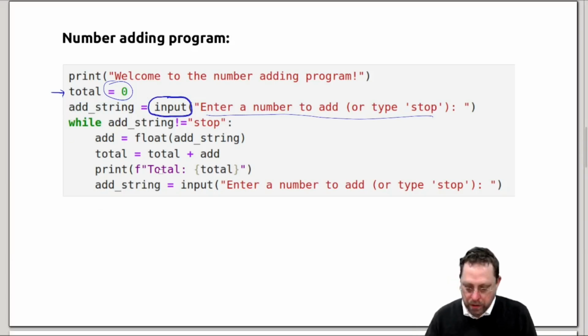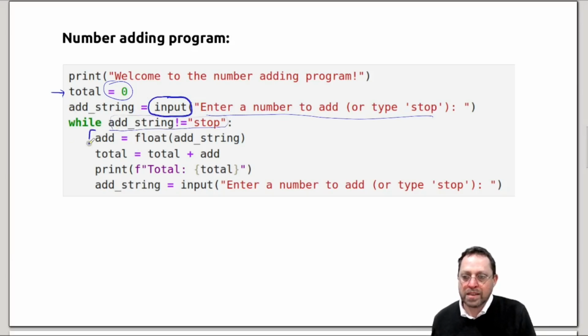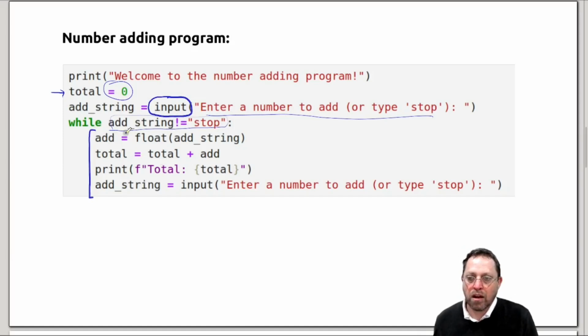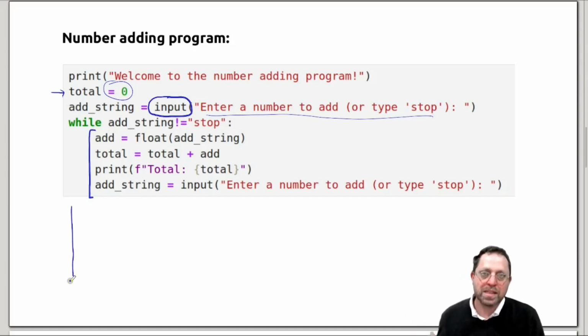So the while loop, you notice here, the Boolean condition is that we will execute the code block as long as the add string, that is the value that the user has entered, is not equal to stop. If this is false, that is, if the add string is equal to stop, then this will be skipped and we will continue with the rest of the program, which in this case is non-existent, so the program will stop.